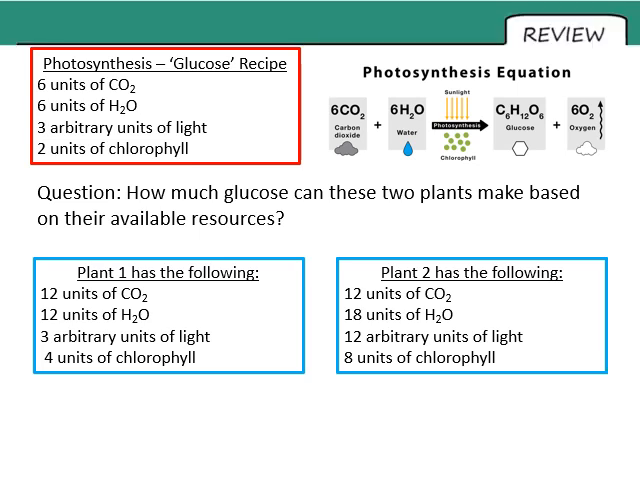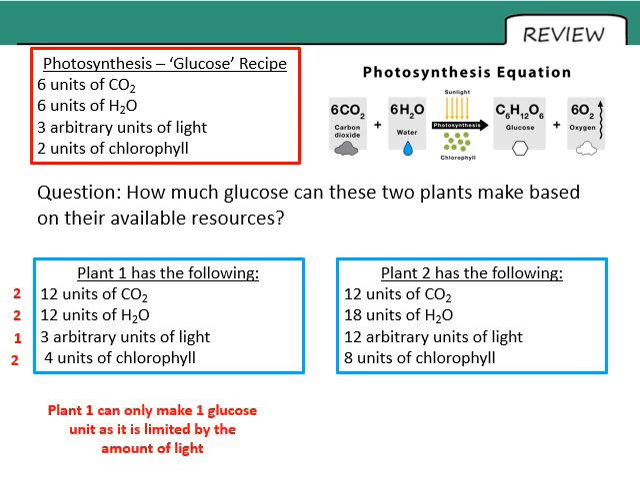Next we'll go through the answers and the working out. So we've got our example recipe for glucose. Remember, this is just to explain this concept. So plant 1, if it's got 12 units of carbon dioxide, that would be enough to make 2 molecules of glucose. 12 units of water would also be enough to make 2 glucose molecules. 3 arbitrary units of light would only be enough for 1 glucose molecule. And 4 units of chlorophyll would be enough for 2 glucose molecules. This means plant 1 can only make one glucose unit because it is limited by the amount of light it has.